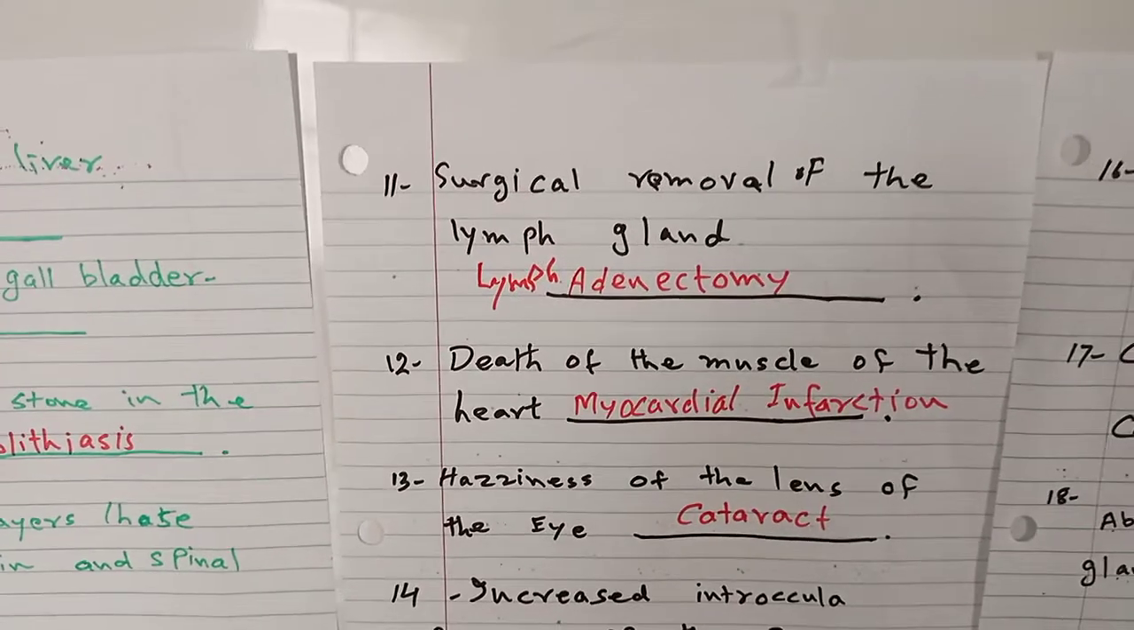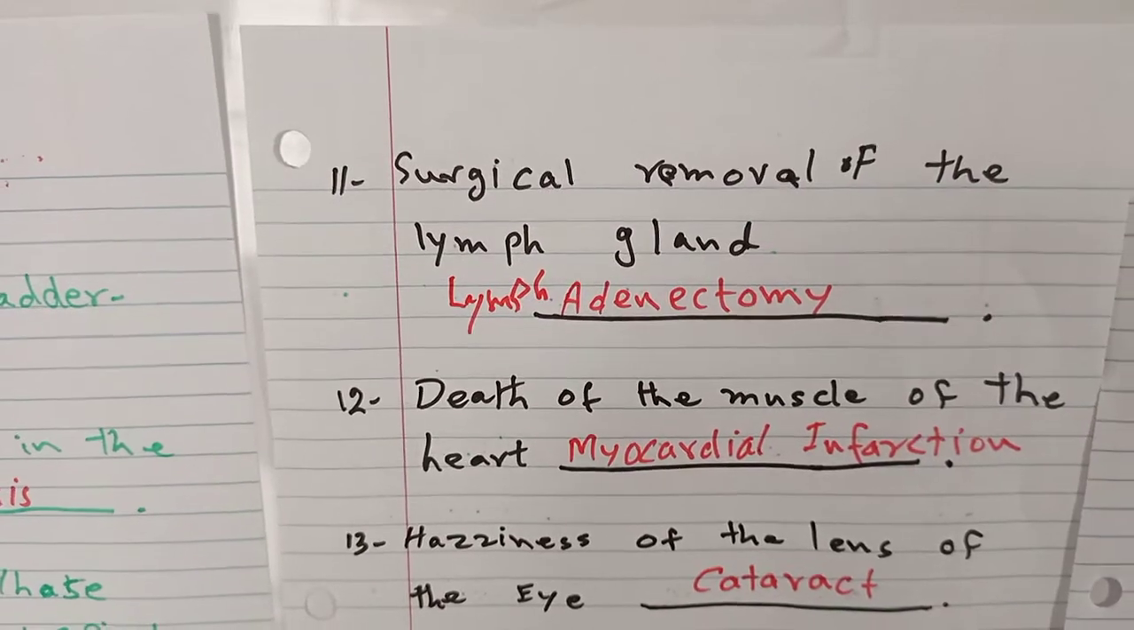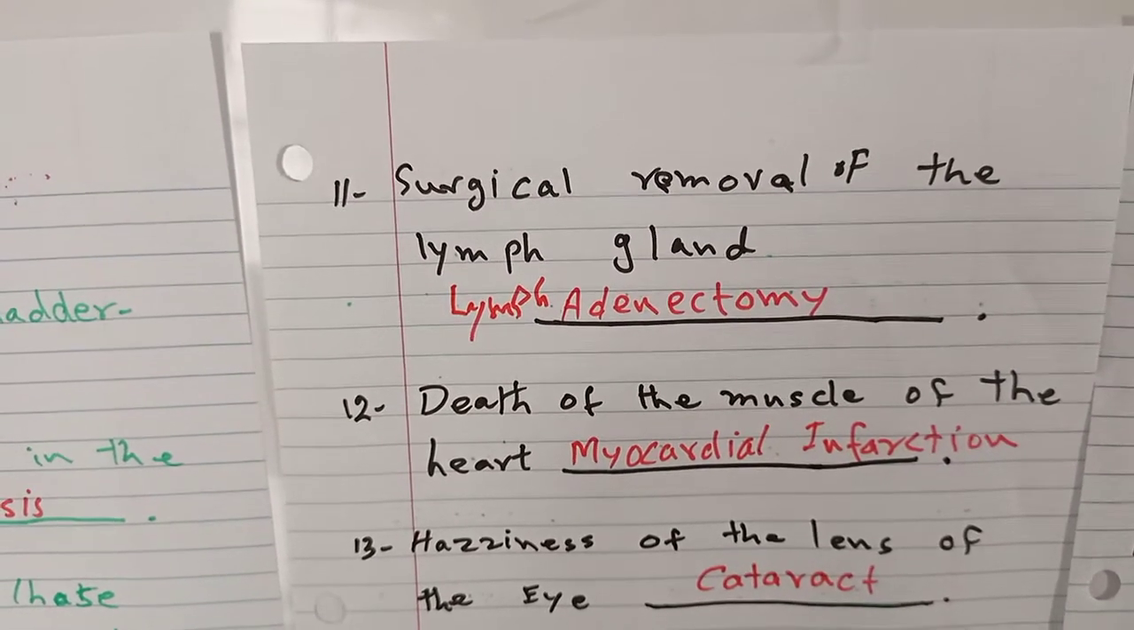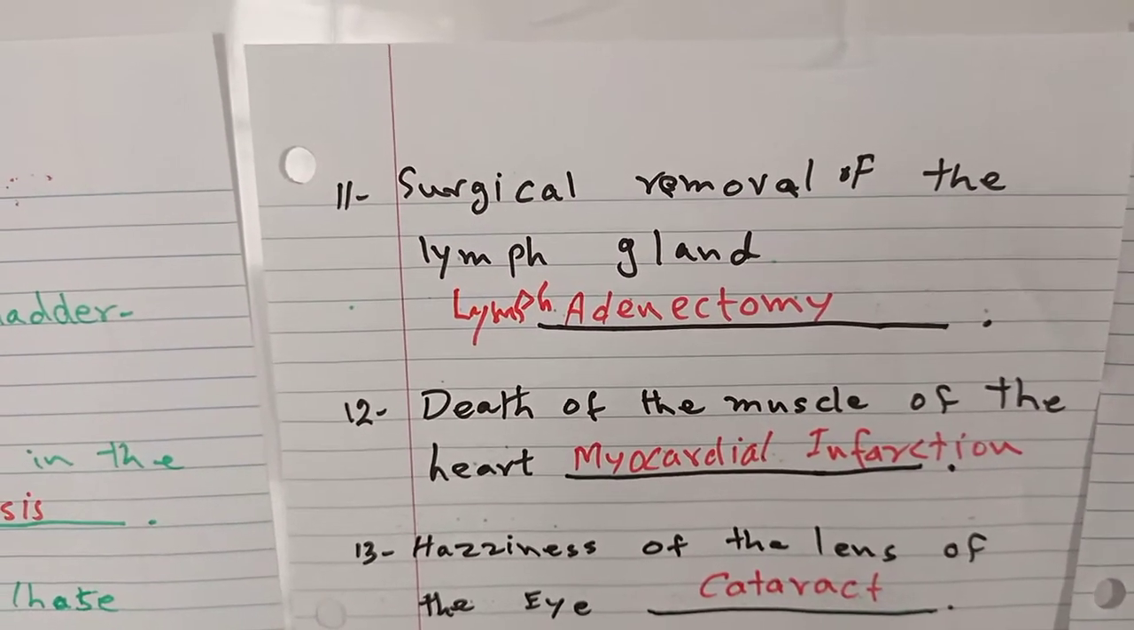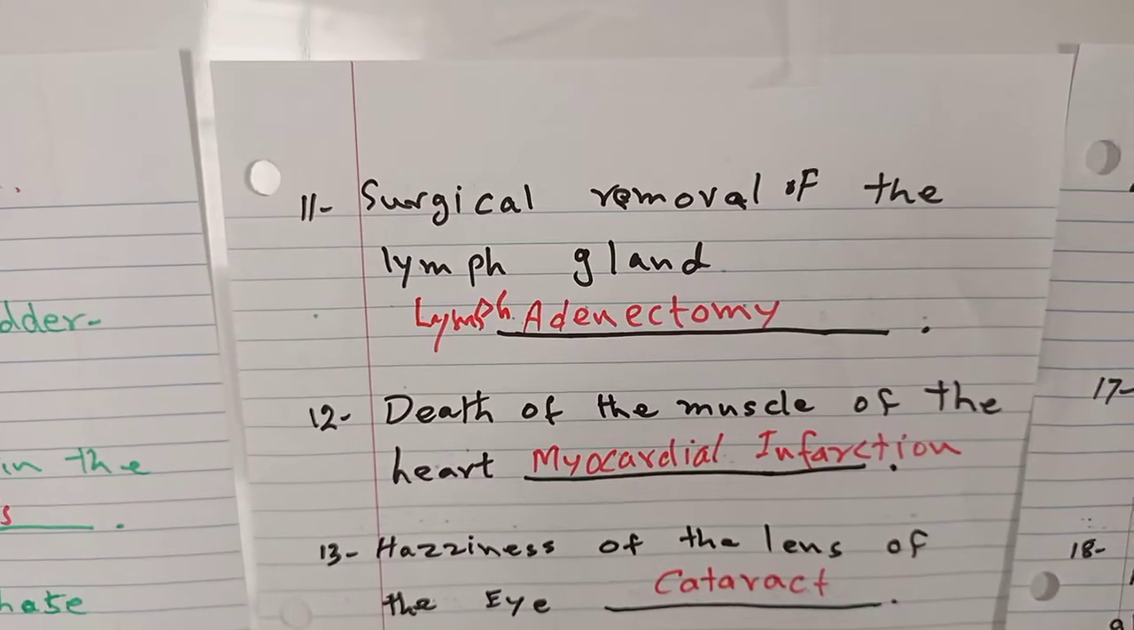Question 11. Surgical removal of the gland. Lymph gland. Gland is aden, so lymph gland will be lymphaden. So lymphadenectomy. Surgical removal of the lymph gland.